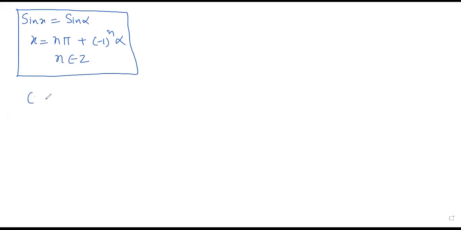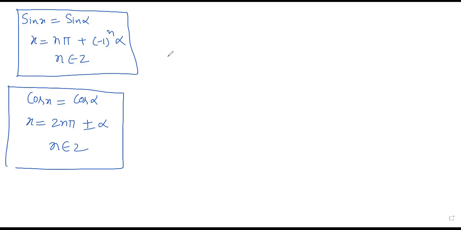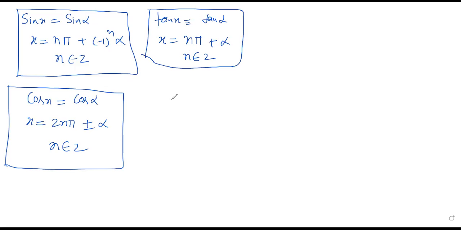Now the second one, cos x equal to cos alpha. I have also proved that: x equal to 2n pi plus minus alpha, n is an integer. So we have proved this one also. Next one is tan x equal to tan alpha. Yes, I have proved that. x equal to n pi plus alpha, and n is an integer. I have proved this.